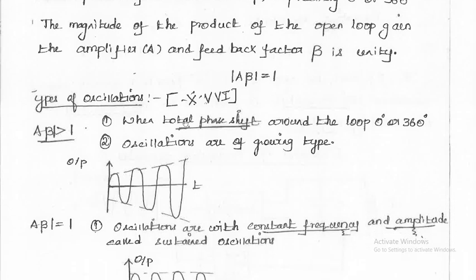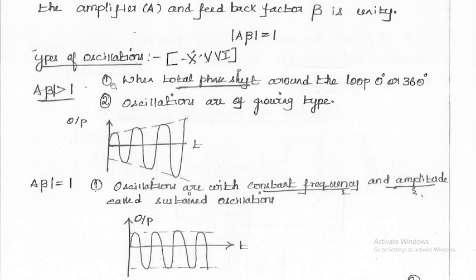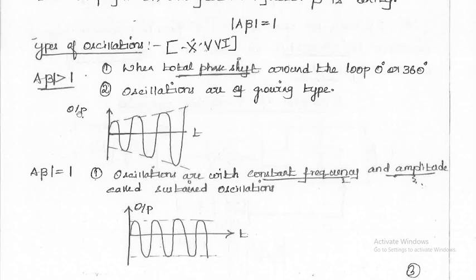Okay. Now we can discuss the types of oscillations. What are the types of oscillations based upon the conditions? The first condition: A beta greater than 1. So what will happen if A beta is greater than 1? When the total phase shift around the loop is 0 degree or 360 degrees, the output looks like this. This output shows the oscillations are of growing type. You can see the diagram. The oscillations keep on growing. So this is the first condition, A beta greater than 1.